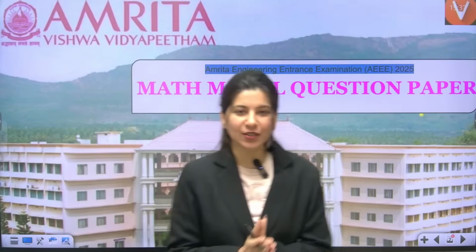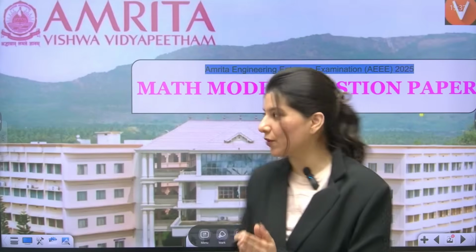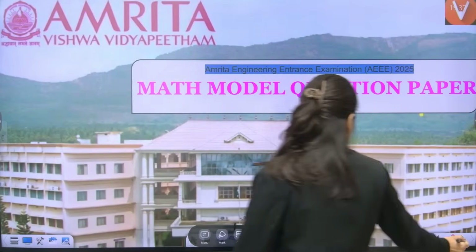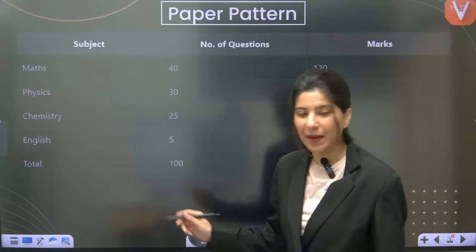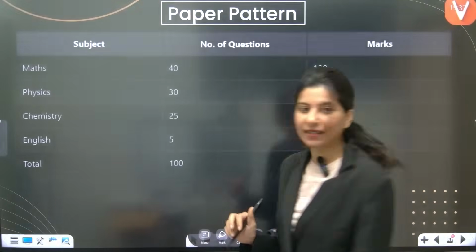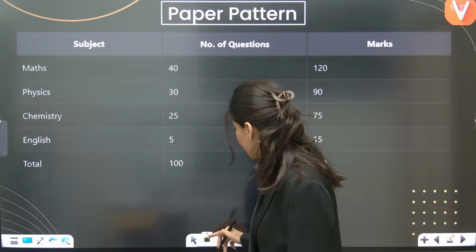So we will start today's session, mathematics questions. We are going to start first. Before I start, let me tell you that we have the pattern right here. Hold on, let me just adjust the brightness. I think this is visible. I think now it's visible, right?